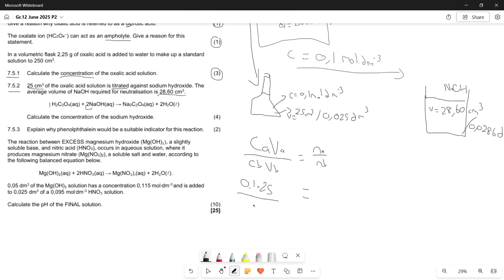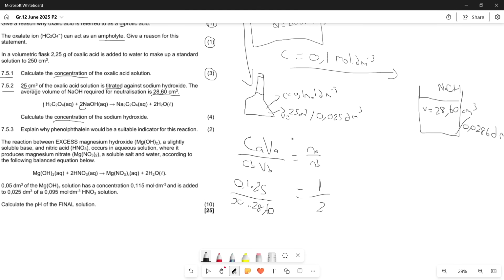But then our concentration of our base is what we want, because we do not have the concentration of the sodium hydroxide. So we can just call that X over there. And then our volume is 28,60 in centimeters cubed, because we used centimeters cubed over there. And then once again, our moles for our acid is just 1 over here, because we can just use the ratio of the numbers in front. And then our moles for our base, our NaOH, is 2 over there. So at this stage, 4 marks usually means this formula to work with.